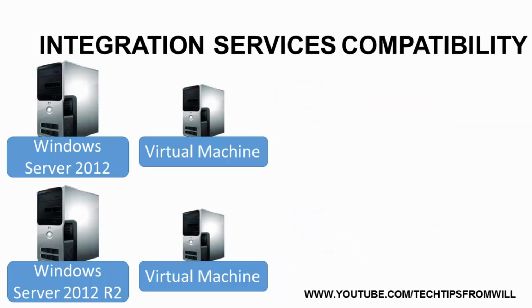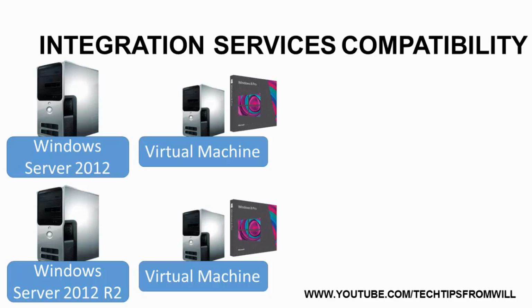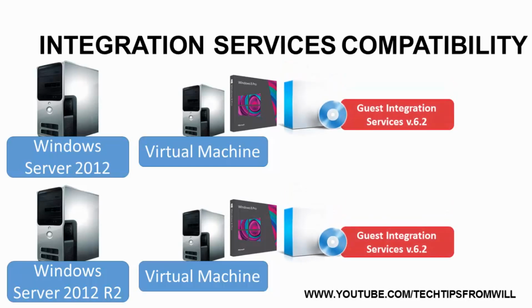Next, we have Windows 8. Windows 8, straight out of the box, just like Windows Server 2012, comes with version 6.2 of guest integration services built into the operating system. So, once again, no installation of guest integration services is required. However, Windows Server 2012 R2 Hyper-V hosts are able to upgrade this to version 6.3.